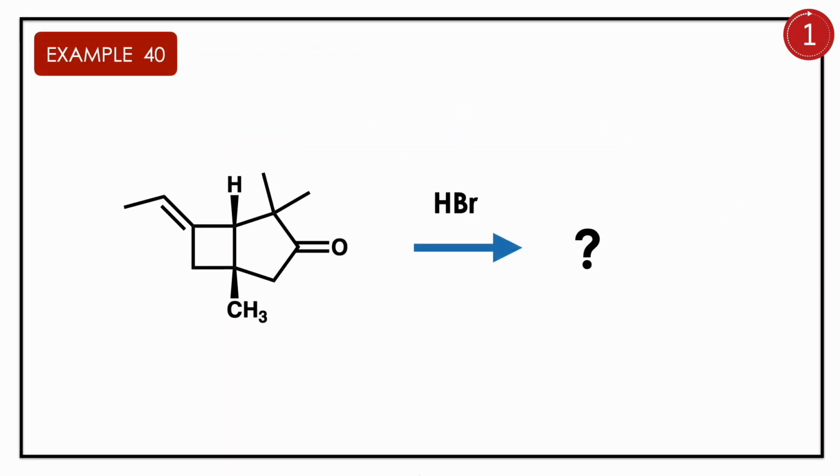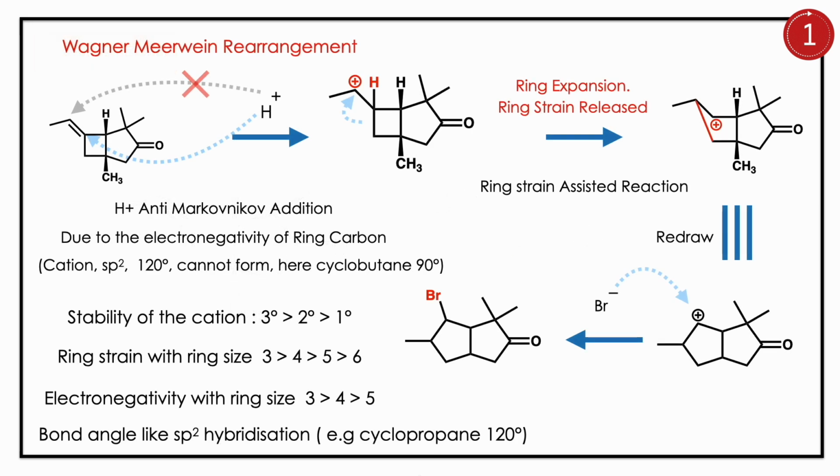Then the next example. You have a fused 4-membered and 5-membered system with different functional groups: alkene, carbonyl, alkyl group. Hydrogen and methyl are specified as seen. You are reacting with hydrogen bromide. You should find what will be the final product. Here you have an alkene and a carbonyl. You are reacting with H plus. H plus can attack the alkene, but the cation cannot form in the ring because it needs a 120-degree angle, sp2 hybridization. So it forms as a secondary cation instead of tertiary.